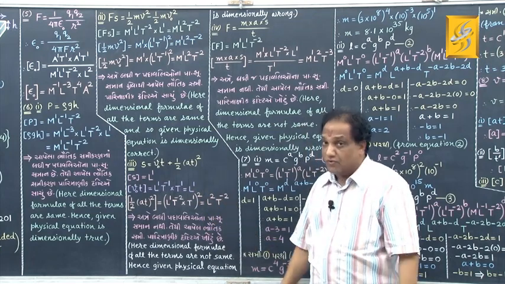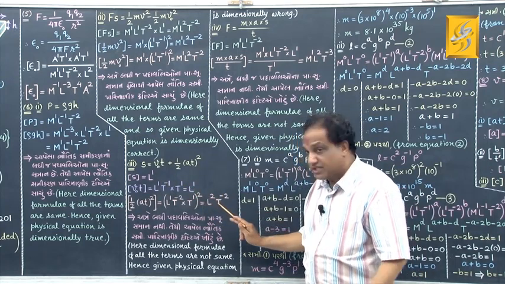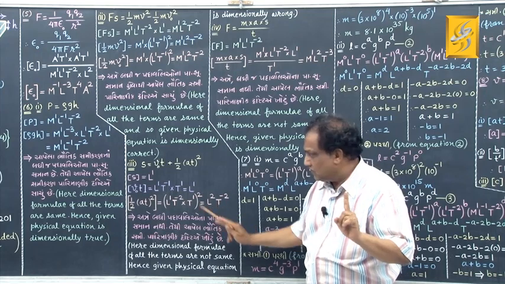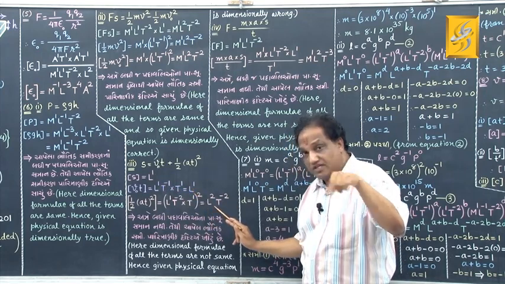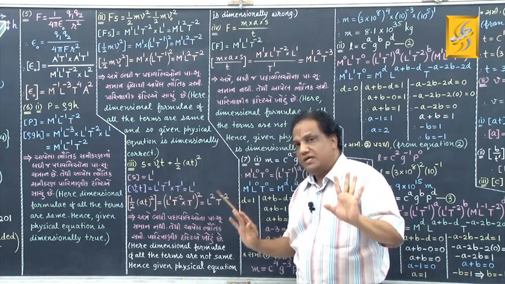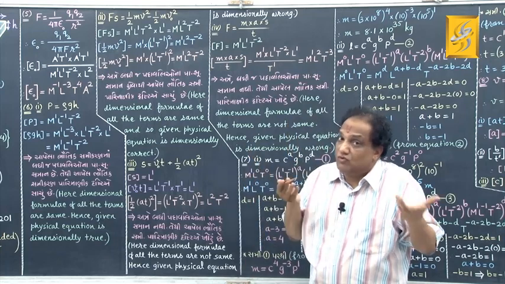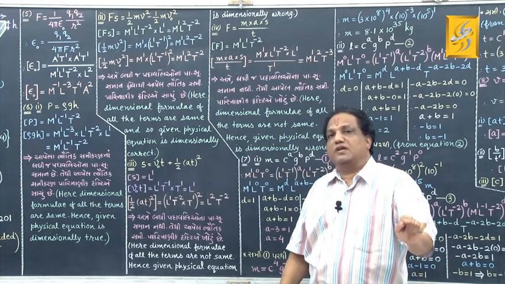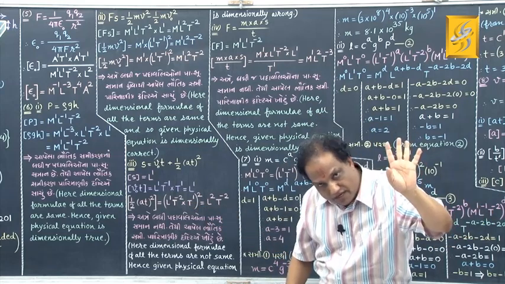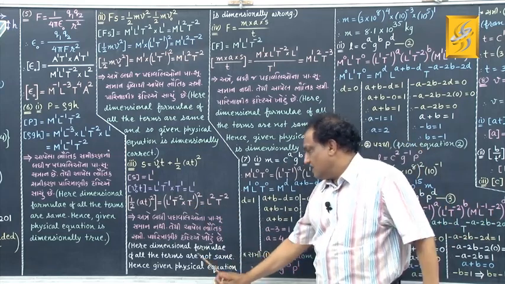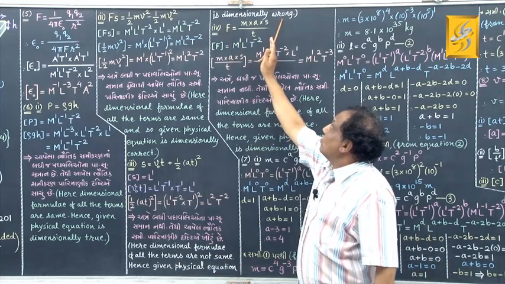Correct? Now here, all these 3 dimensional formulas are not the same. Though these 2 are the same, the dimensional formula of the third term is different from these 2. In short, all the terms do not have the same dimensional formula. So what we have to write? Given physical equation is dimensionally wrong. Okay. Same thing I have written here, given physical equation is dimensionally wrong.